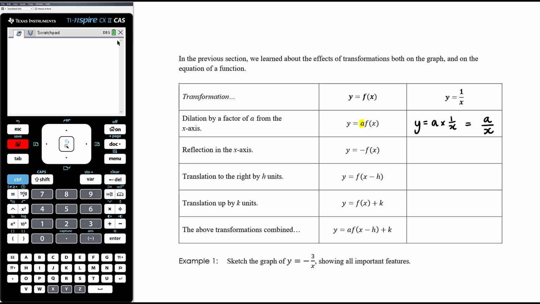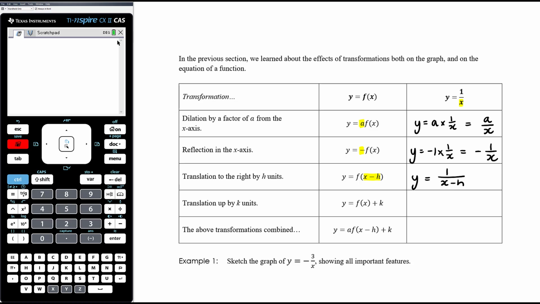When we reflect in the x-axis, we multiply the whole function by -1. So in the case of the hyperbola, if the function is 1 on x, it's -1 times 1 on x, which we would just write as -1 on x. So that would be a reflection in the x-axis if we have -1 on x. If we translate to the right by h units, we replace the x in our function with x minus h. Okay, so our equation is going to become y equals 1 over, and instead of 1 over x, it is now 1 over x minus h. That is the translation to the right by h units.